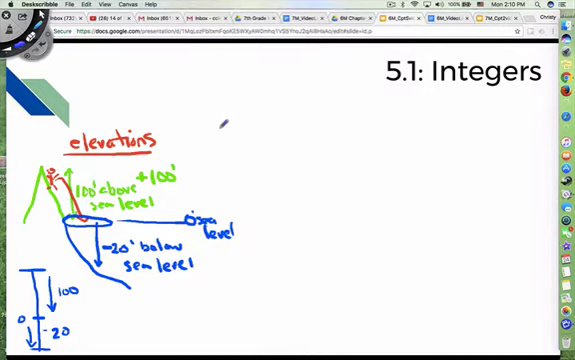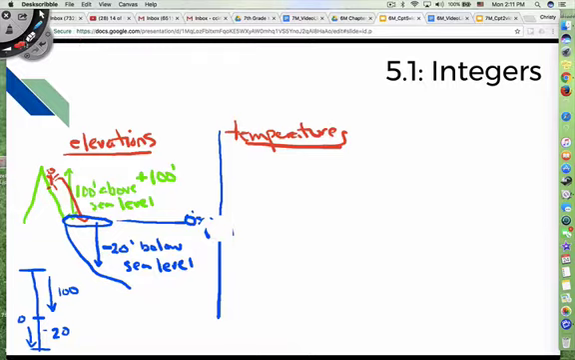Okay, another relevant topic for integers is the idea of temperatures. Temperatures get in the negatives, right? The negative teens, the negative whatever it is.